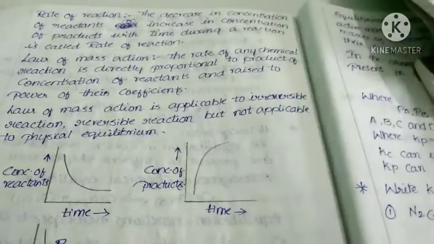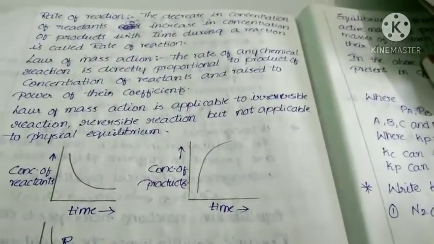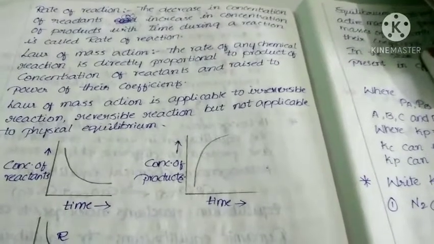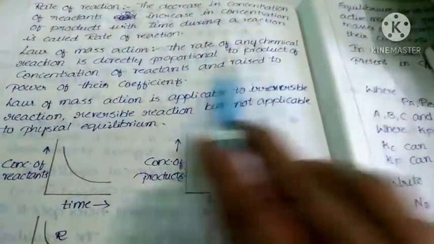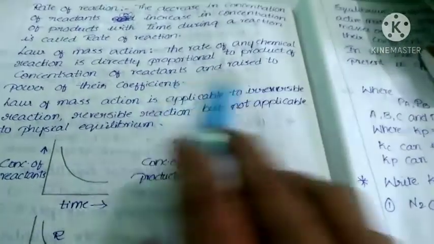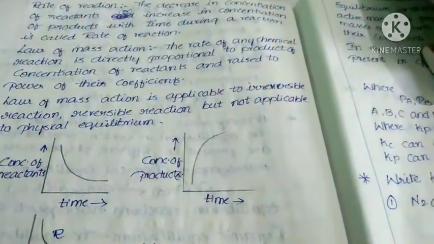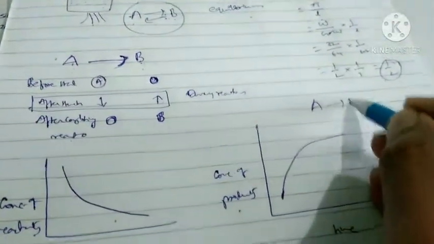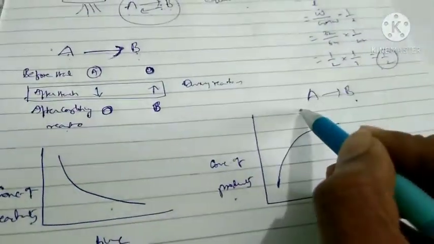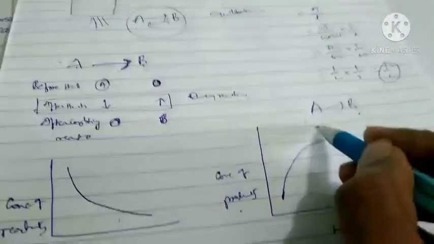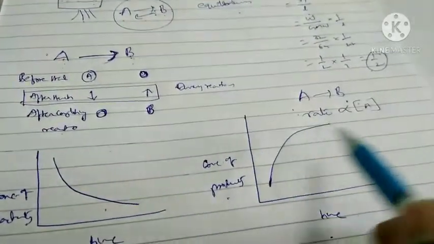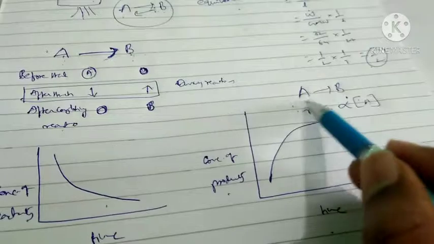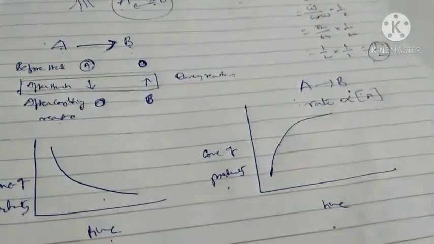Suppose you take any reaction. Any reaction means a forward reaction or backward reaction or reversible reaction. In any reaction, the rate of chemical reaction is directly proportional to the product of concentration of reactants raised to the power of their coefficients. Suppose I take this reaction again. This is a forward reaction. In this reaction, A is the reactant, B is the product. According to law of mass action, the rate of this chemical reaction is directly proportional to the concentration of A. That means when the amount of A increases, automatically the rate of reaction increases. That is the meaning of that point.